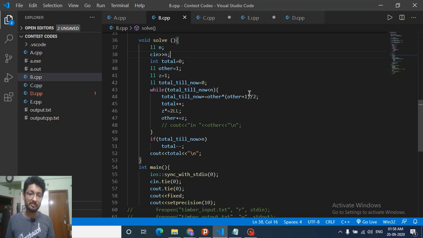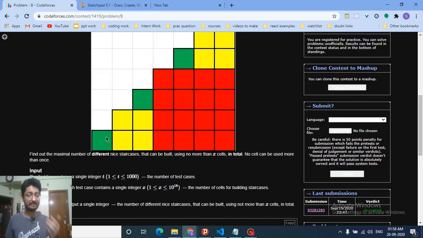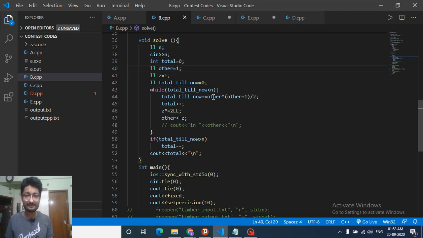So we will do a while loop till the total till now is less than n. Okay, obviously we have to keep on adding such that the total number of cells we have is less than n. Okay, so now what we'll do, we have the other initialized as 1. Now other means how many cells are there in one good staircase, a nice staircase. If we have the base length equal to 1, how many cells I have to use? So how can I find the answer? It is other into other plus 1 divided by 2.